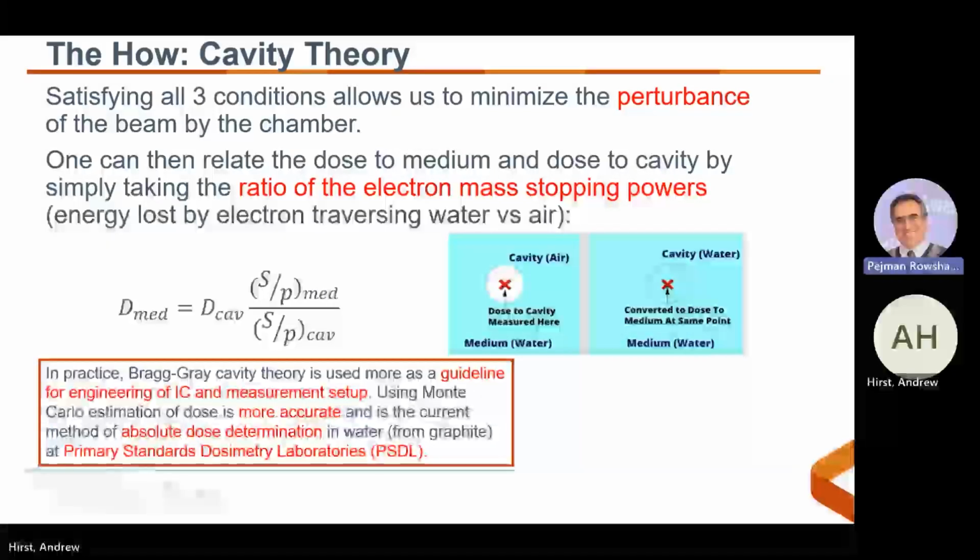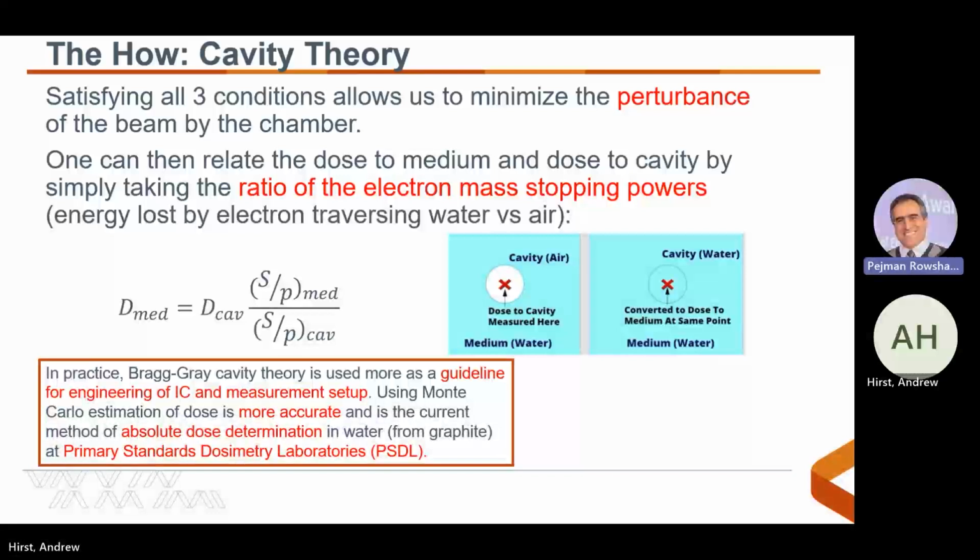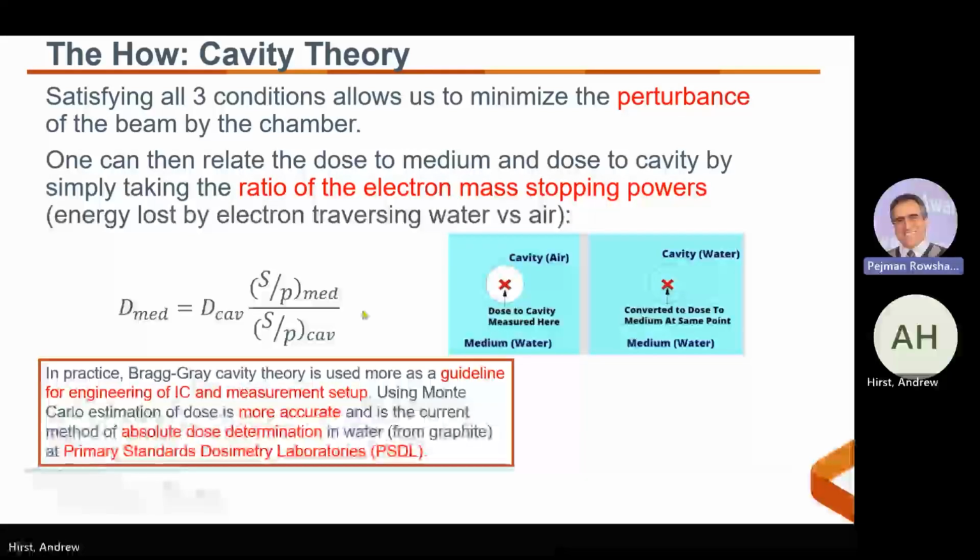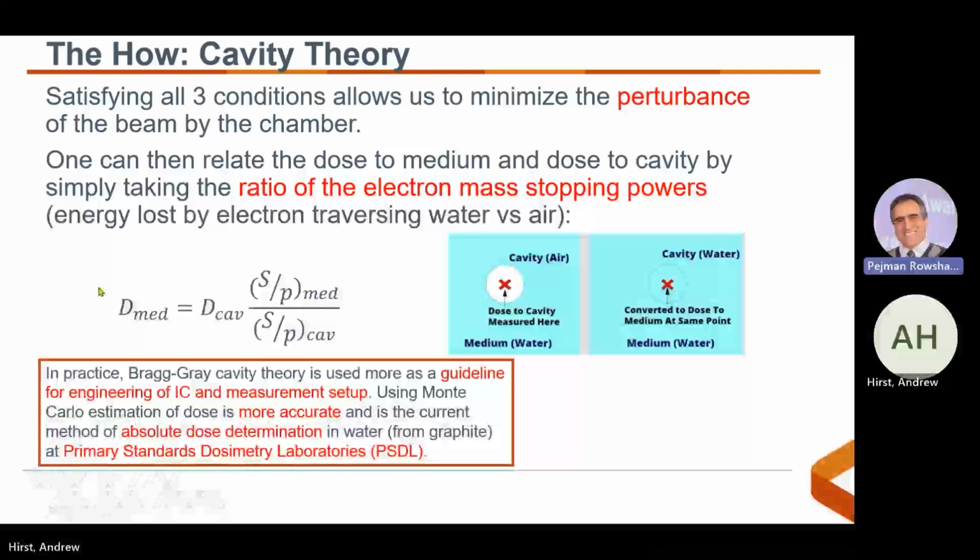So that's what that means: it is basically the ratio of the energy loss per unit distance of the electrons traveling through water and the electrons traveling through air, and that's this ratio here. So if we multiply the dose in the cavity by this ratio, we can approximate the dose to the medium as if the cavity wasn't there.